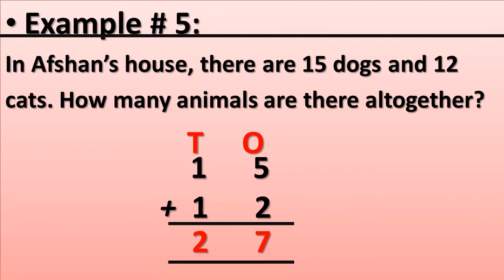When we add 1 into 1, what number comes? When we add 1 into 1, the number comes 2. So overall, what number comes? Yes, 27. When we add 12 into 15, the number comes 27. That means there are 27 animals in Afshan's house.